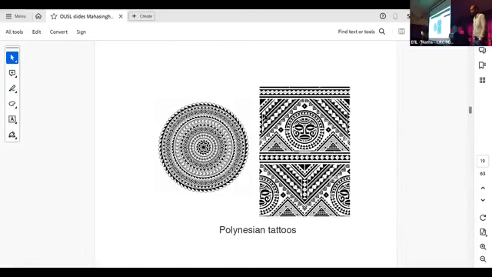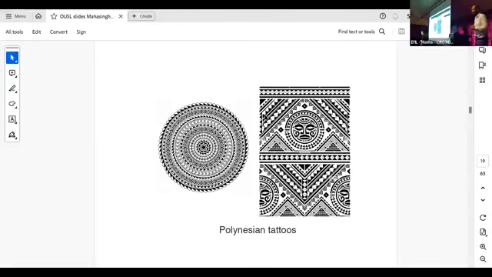Have you seen Maori people? There was a famous cartoon movie called Moana, I think. Has anybody watched Moana? Girls, maybe particularly. Okay, you will love it. So yes, Moana, right? In Moana, have you seen those Polynesian tattoos?